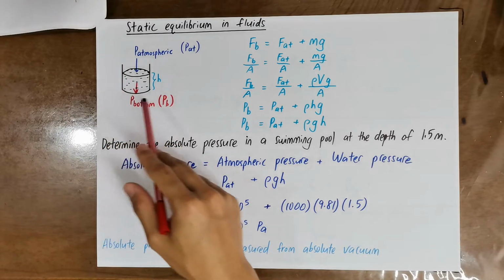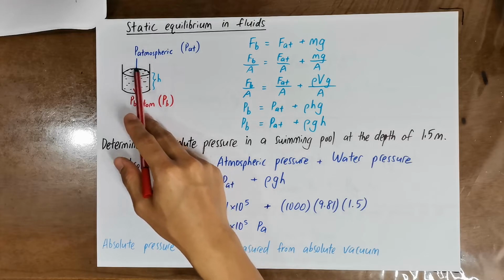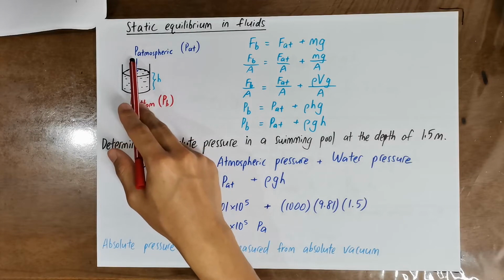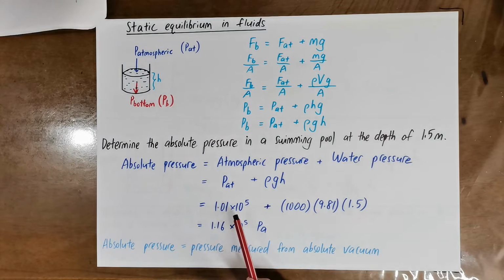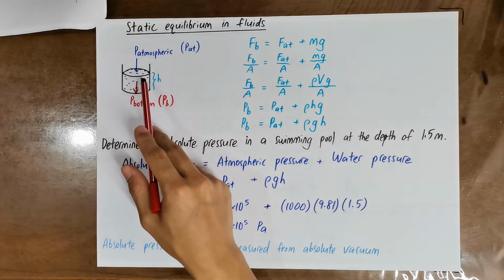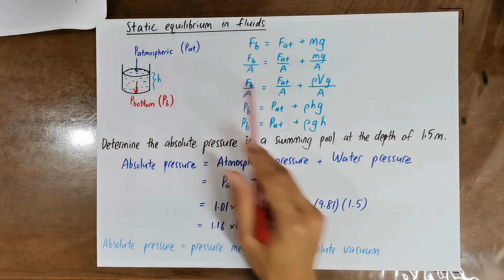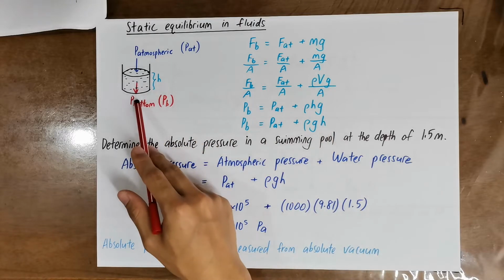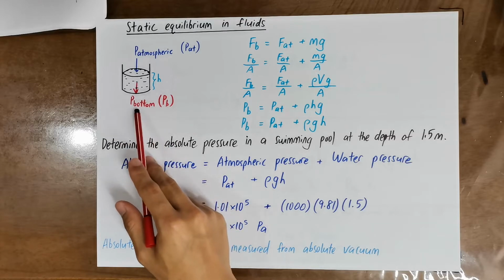Now you have a beaker, and in your beaker you have some water. You know that on the surface of the water, it can feel the atmospheric pressure. The value for atmospheric pressure is 1.01 times 10 to the power 5 Pascal. Actually, we are going to derive the water pressure. The formula for the water pressure is rho gh. The pressure that you feel at the bottom of the beaker is PB.